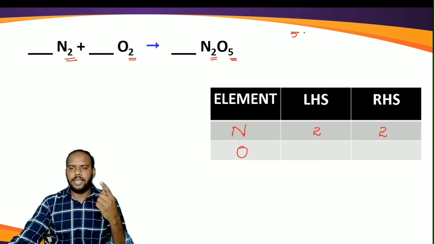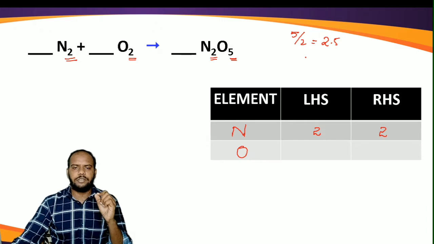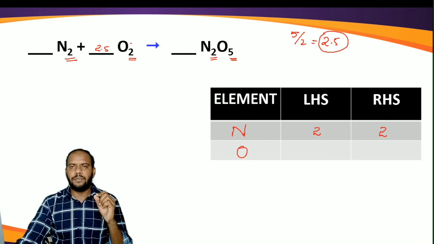Remember once: 5 divided by 2. What will you get? 2.5. Got it? It is a small trick to understand. When this situation comes, 5 divided by 2, we know it is 2.5. So you just write 2.5 here. Now look, 2.5 into 2, how many? 5. Here how many oxygen? 5 oxygen. Nitrogen how many? 2 nitrogen. Here how many nitrogen? 2 nitrogen. Yes, correct?